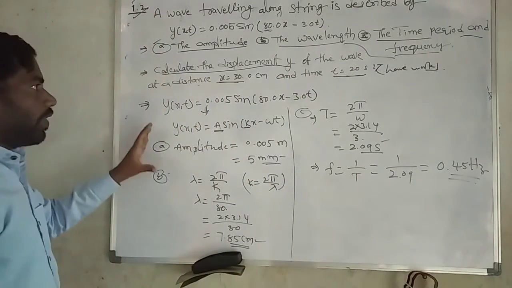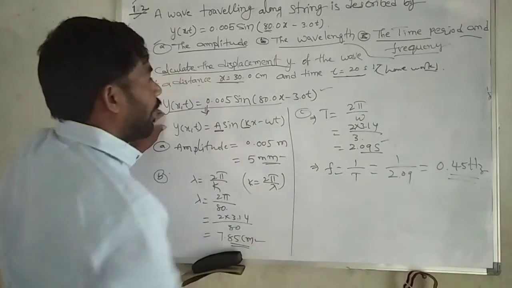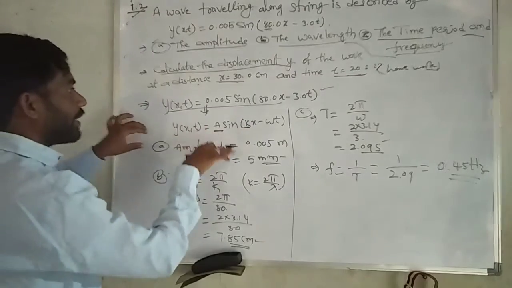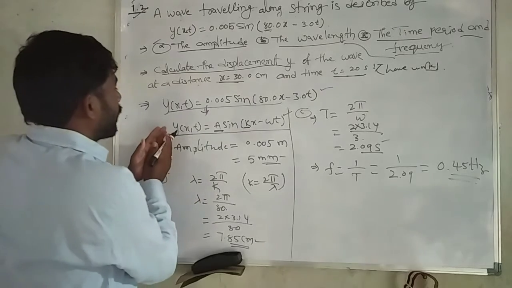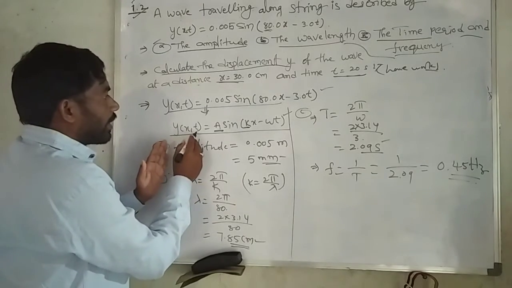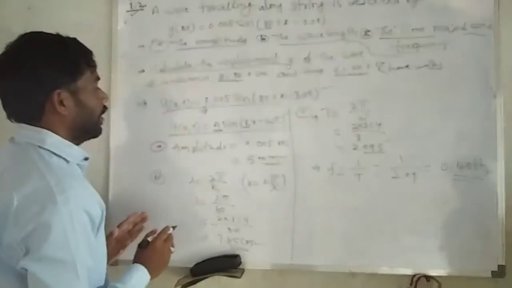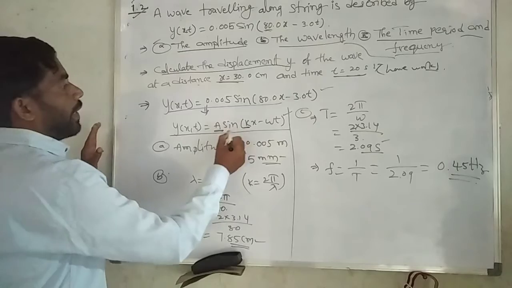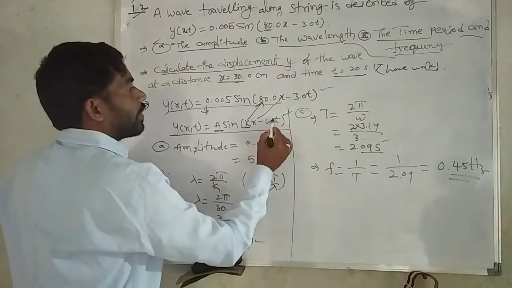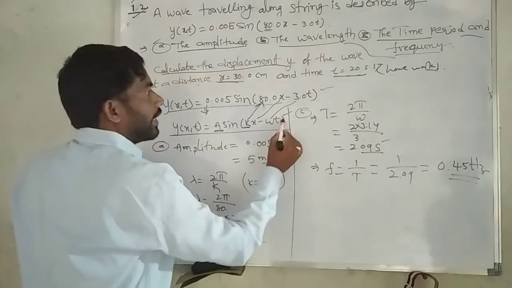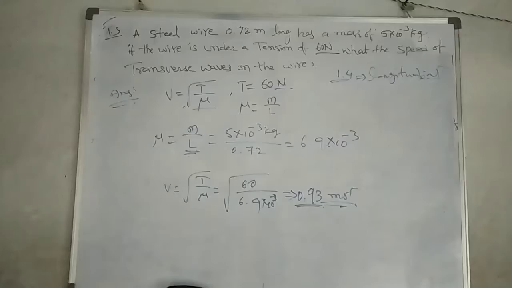Please see, first you take the given wave function. This wave function you compare with our formula, the formula of the wave function. That one is y(x, t) equal to a sin(kx minus omega t). So compare: what is the value of k? k is 80. x means x. What is omega? 3. What is t? t. Then substitute all of these values and give the answer.